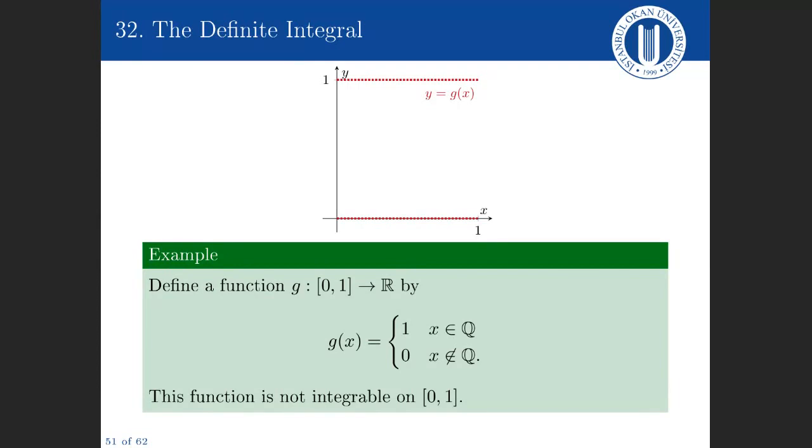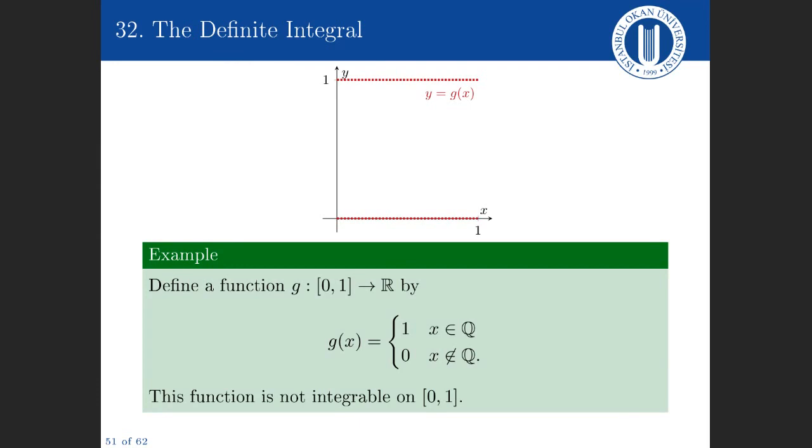I want to show you a function which is not integrable. Consider the function g, defined on the closed interval from 0 to 1, with the rule that g of x is equal to 1 if x is a rational number, that's a number which can be written as a fraction, and g of x is equal to 0 if x is an irrational number. We might imagine that the function looks like this. Dot, dot, dot at the top, at 1, and also dot, dot, dot at 0. This function is not integrable between 0 and 1.